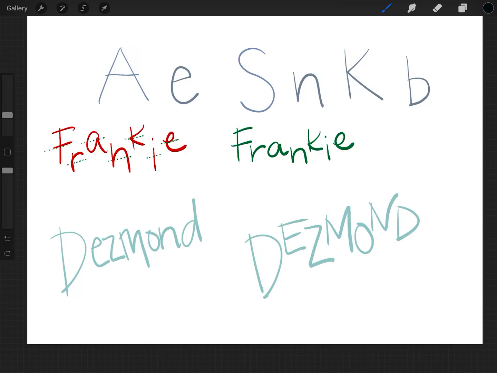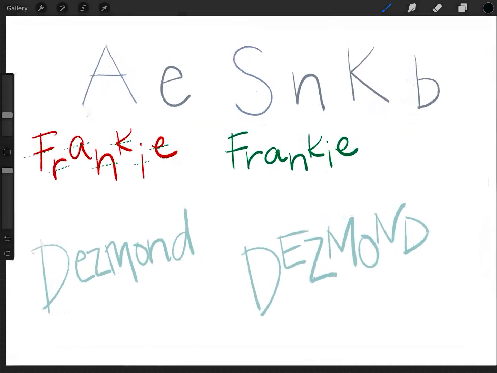How to create block letters. The first thing you want to start with when doing block letters is just write out whatever letters you want to have in your own writing. So in this top row you see an A, E, S, N, K, B. I've done some uppercase, some lowercase.